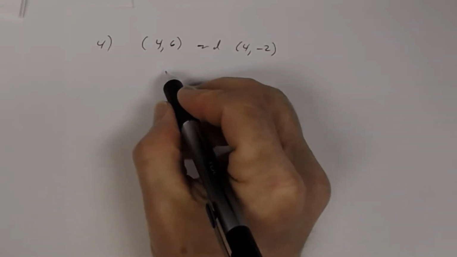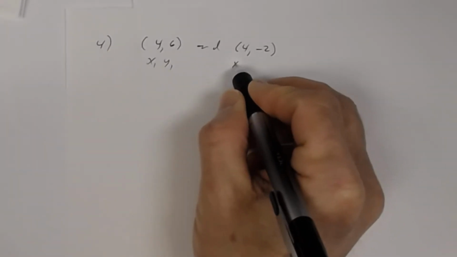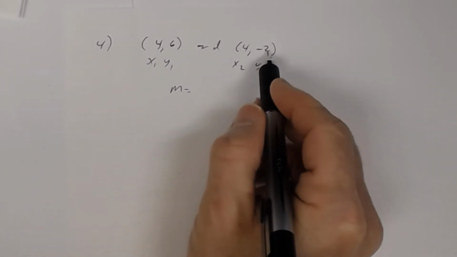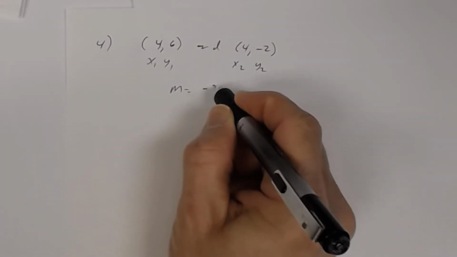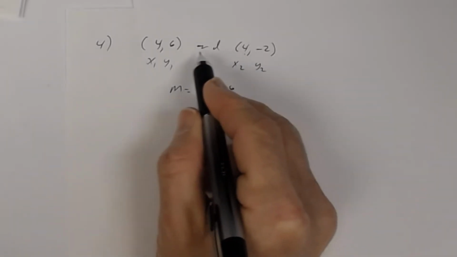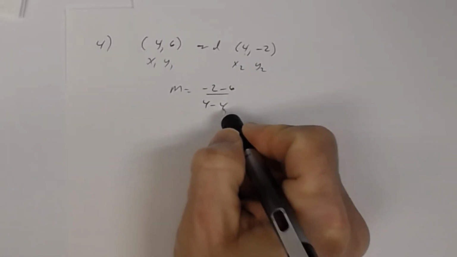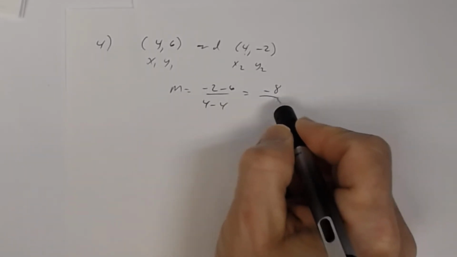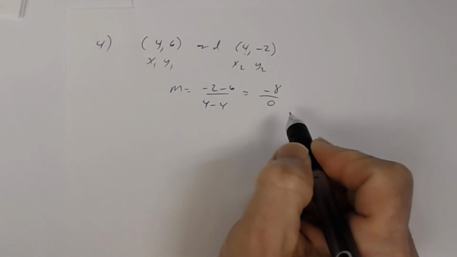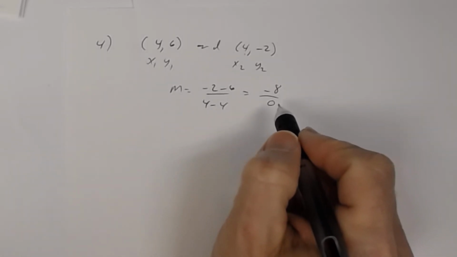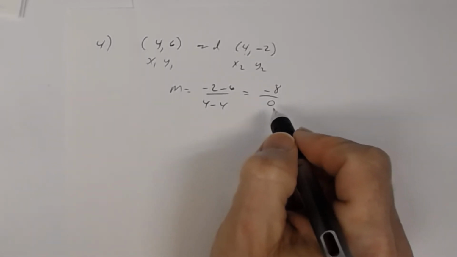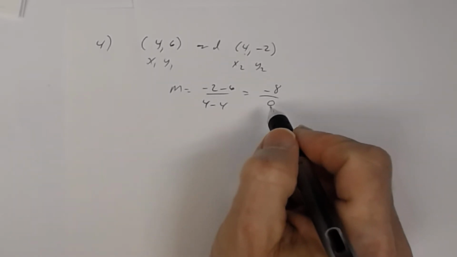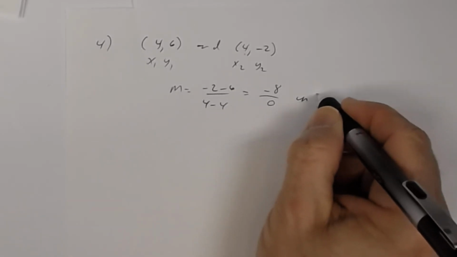So let's call this x1, y1, x2, y2. So the slope will be, and let's start with negative 2, negative 2 subtract 6, right? Divided by 4 subtract 4. And so I get negative 2 subtract 6 is a negative 8. 4 subtract 4 is 0. Now you got to remember something you've learned in the previous course, that whenever you have the numerator being a non-zero but the denominator being 0, then we say this is undefined.